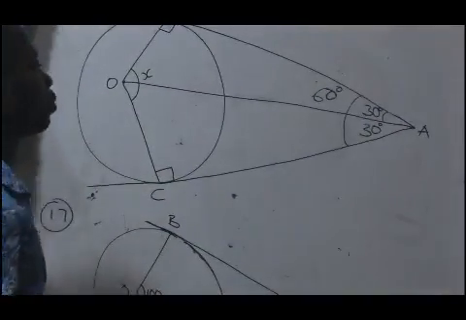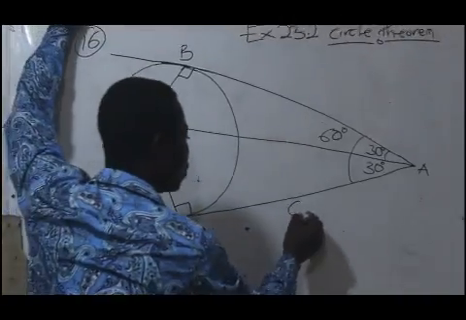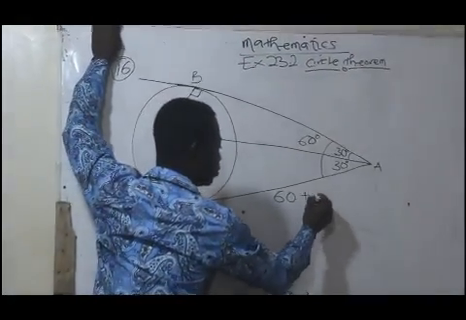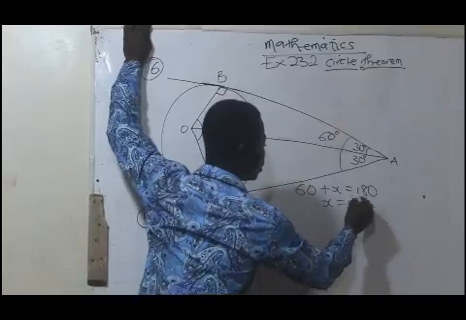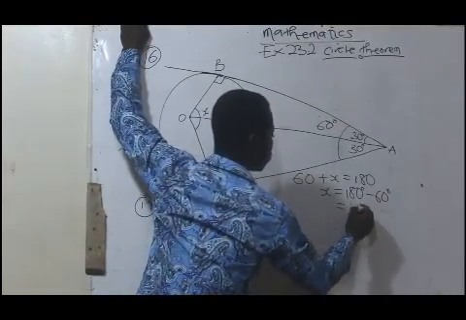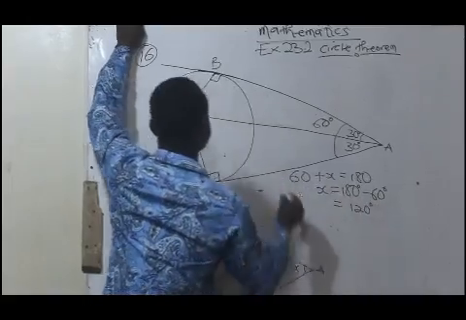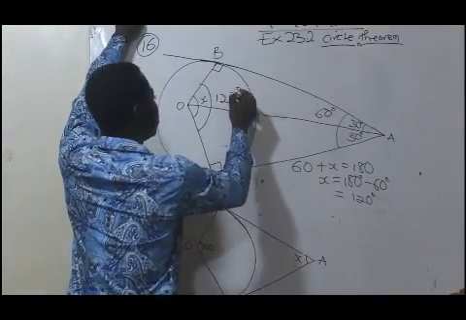We have this angle as well, 60. Therefore, 60 plus x should give us 180 degrees. We have x equals 180 degrees minus 60 degrees, which gives us what? 150. So this x we have here gives us 120 degrees.